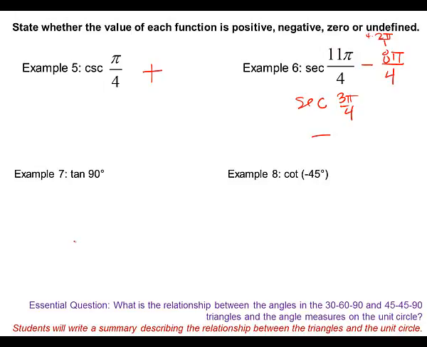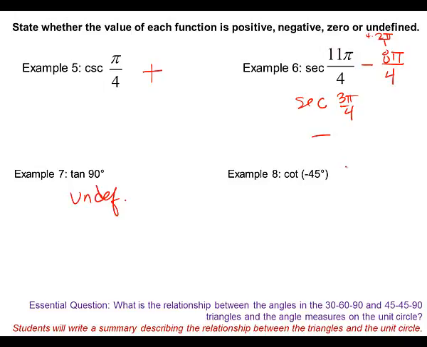All right, tangent of 90. Where is that on the unit circle? It's on an axis, right? It's on the vertical top part of the y-axis. So when you looked at your chart, what did you read for the tangent of 90? Undefined. Good.